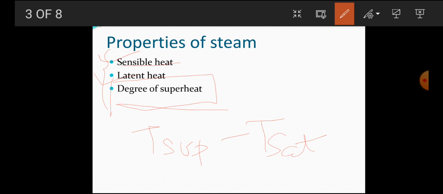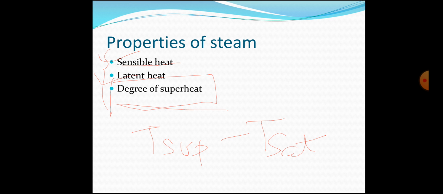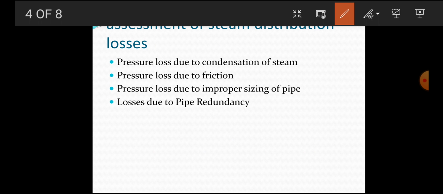Now let's move to assessment of steam distribution losses. Now we will assess the steam while it is being distributed. What type of losses occur? The steam distribution system is the essential link between the steam generator and the steam user. The steam generator we can call a boiler, and the steam user we can call a turbine.